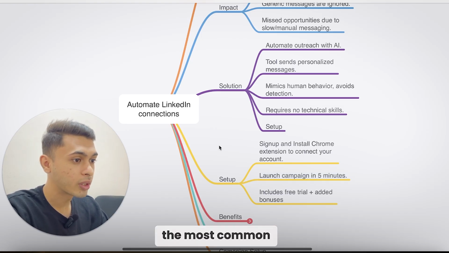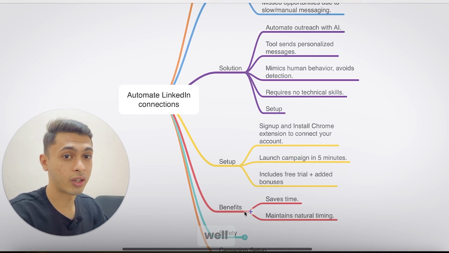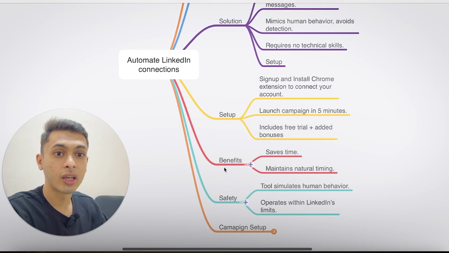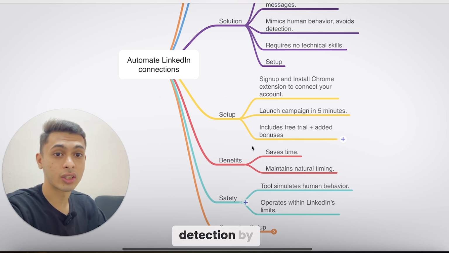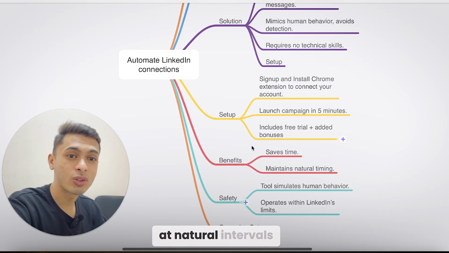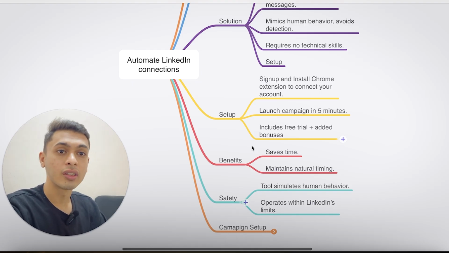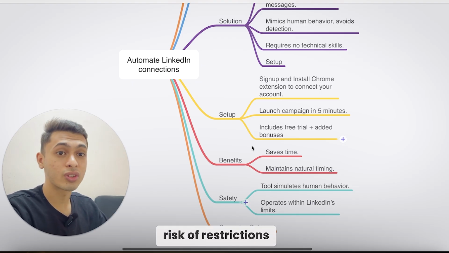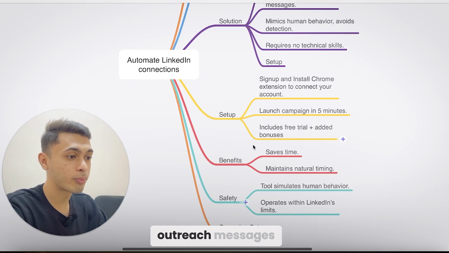Also, the most common concern is safety regarding this particular tool. LinkedIn monitors suspicious activity, but the tool avoids detection by simulating human behavior. It sends messages at natural intervals and personalizes each based on the recipient's profile. The system operates within LinkedIn limits as well, reducing the risk of restrictions. You are not sending spam, you are sending genuine outreach messages.